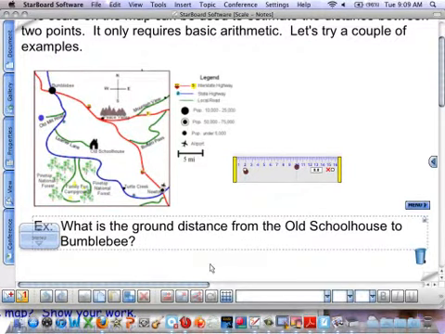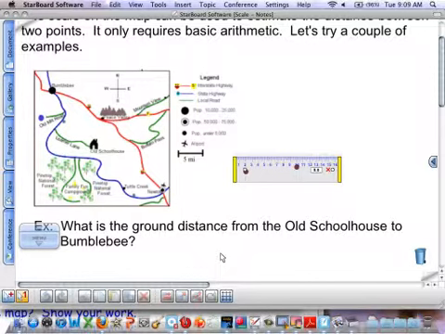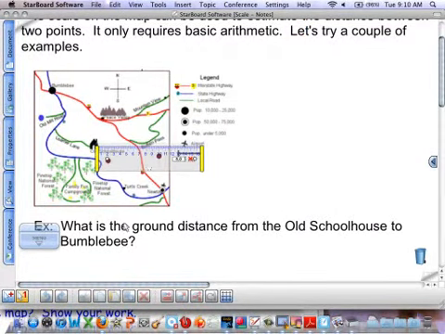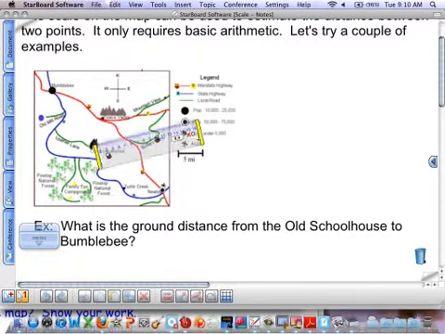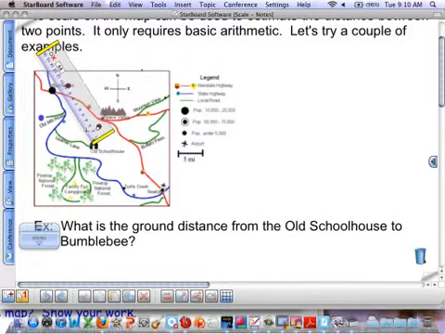Now we're going to be asked to do a couple things. Our first example is asking us to find the ground distance from the old schoolhouse to Bumblebee. So where is the old schoolhouse? Yeah, it's right in the middle of the map. It's right here. Where is Bumblebee? All the way up here, right? So what we're going to do is take our ruler. We're going to rotate it up to Bumblebee. And Bumblebee is how many units away?